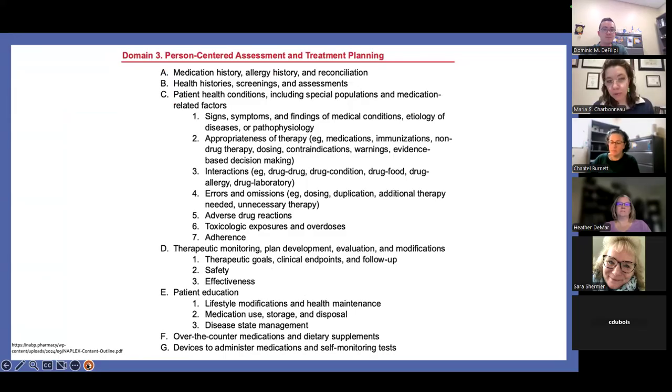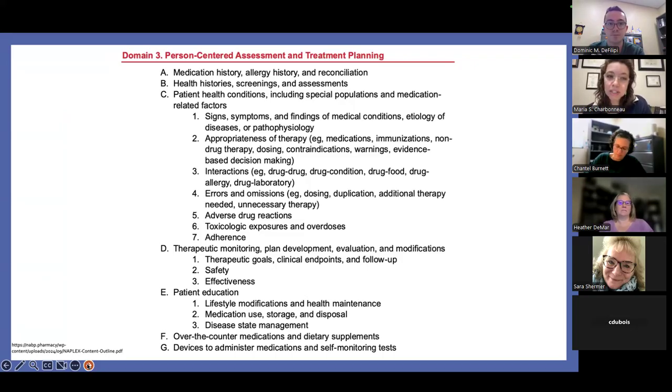So same thing with domain 3. This is really broken down. And again, we're not going to go through it all, but you can see that we're looking at signs and symptoms, findings of medical conditions, etiology. There is a significant amount of, I don't want to say diagnosing, but the student or the candidate has to be aware of etiology of diseases, pathophys.